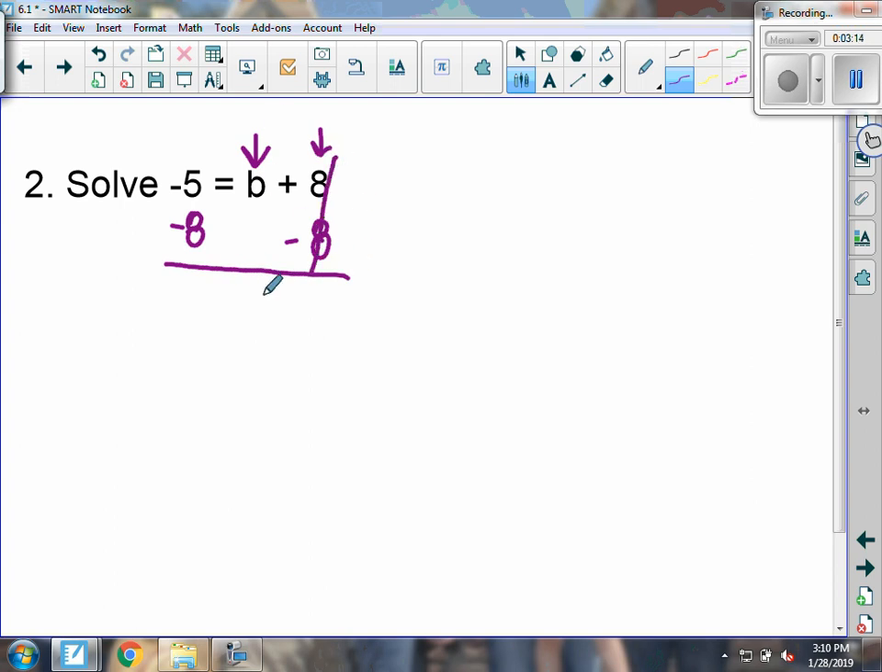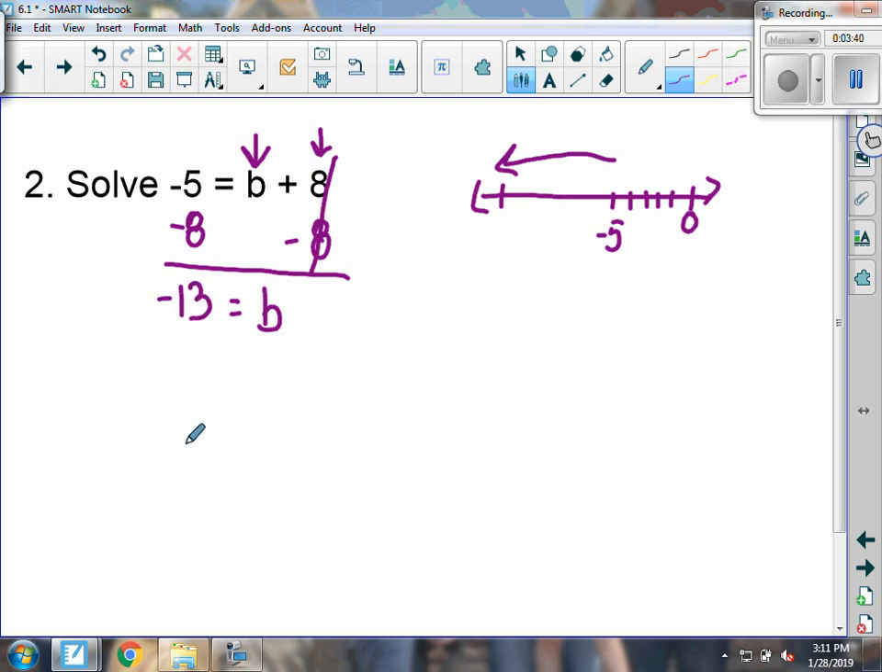So those 8's cancel out. I bring down my b is equal to negative 5 minus 8. So if I'm looking on a number line, here's 0, 1, 2, 3, 4, 5, negative 5, minus 8. When I subtract, I go to the left. So it's going to go even further in the negatives. So it's going to be negative 13. So negative 13 equals b. That is the same thing as b is equal to negative 13. You can swap those around if you need to.